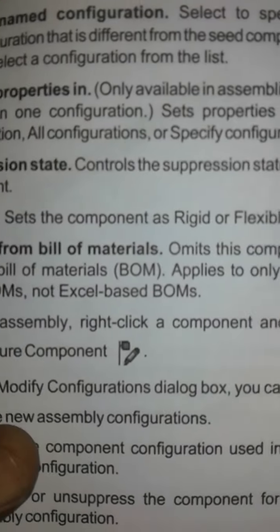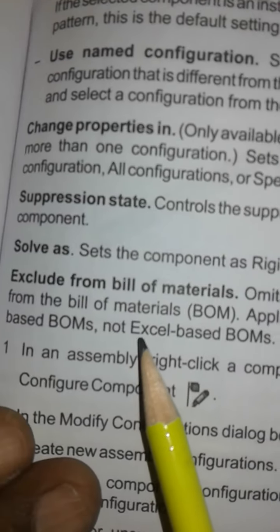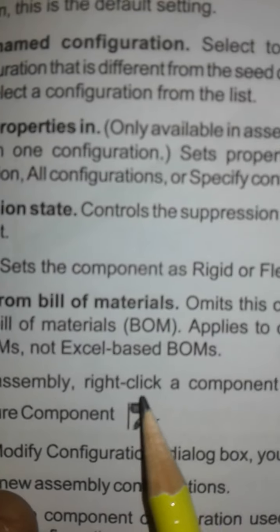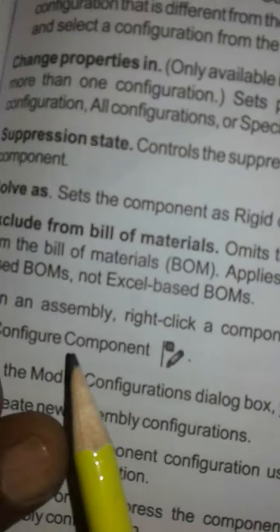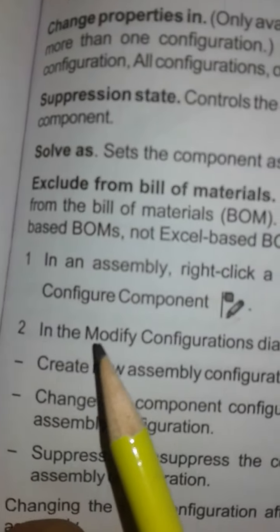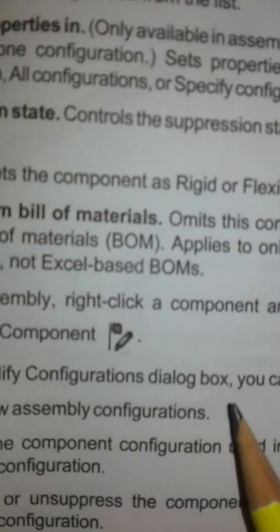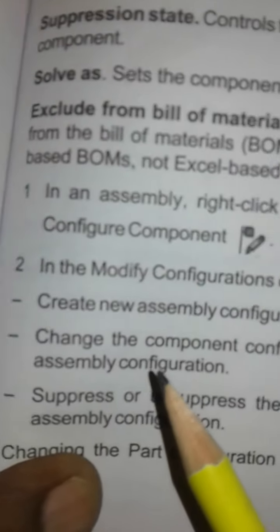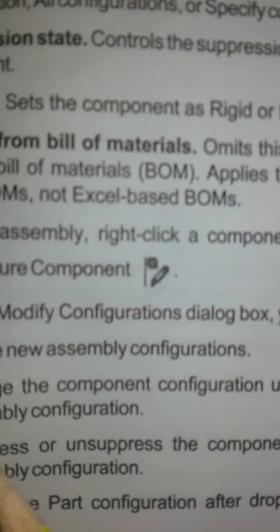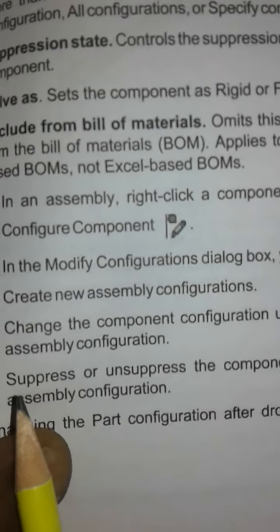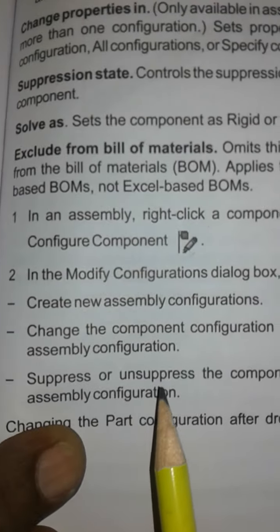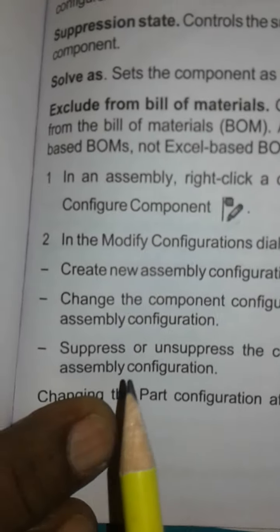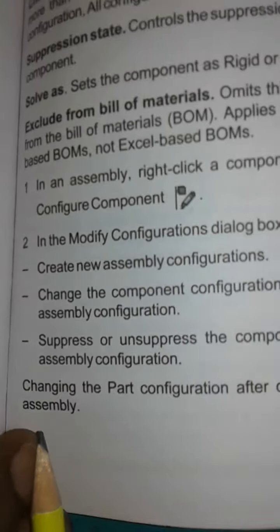Applies to only table based BOMs, not Excel based BOMs. In an assembly, right click a component and click configure component. In the modify configuration dialog box, you can create new assembly configurations, change the component configuration used in each assembly configuration, and suppress or unsuppress the component for each assembly configuration.